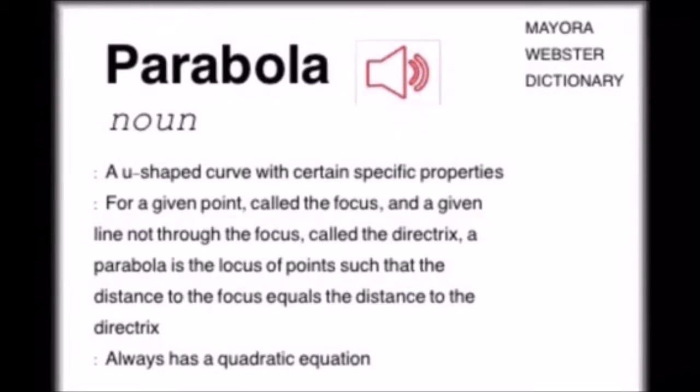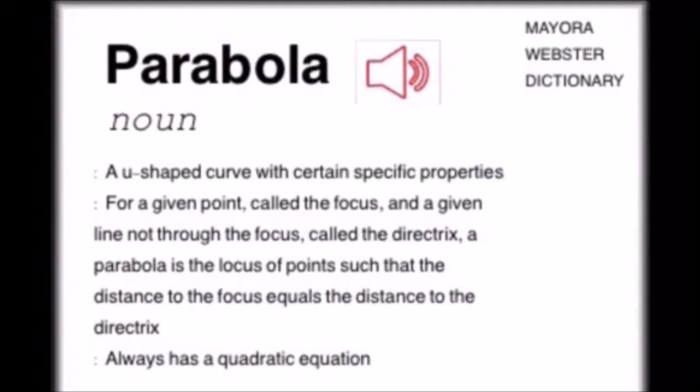So let us start with the definition and identifying the parts of a parabola. So what is a parabola? According to Merriam-Webster Dictionary, parabola, noun, is a U-shaped curve with certain specific properties. For a given point, called the focus, and a given line not through the focus, called the directrix, a parabola is the locus of points such that the distance to the focus equals the distance to the directrix.